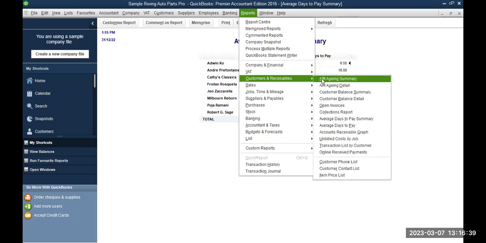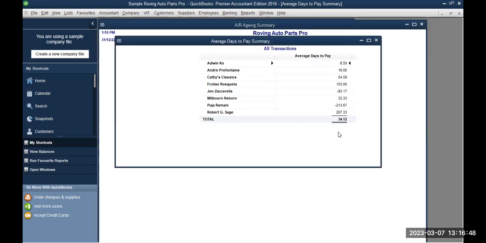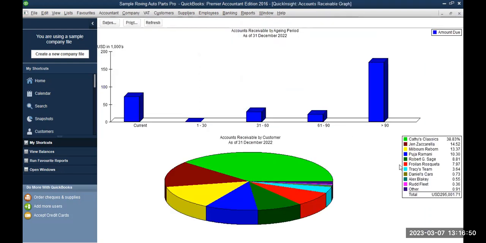But if you want to look at the people who owe you money in terms of a graphical representation, you go straight through to reports, and then you come to accounts receivable by graph. Now this one shows you a pie chart, which shows you who owes you the biggest part of the pie, followed by the different color codes that are shown there.